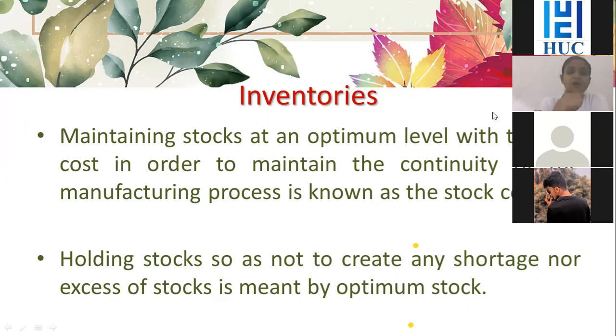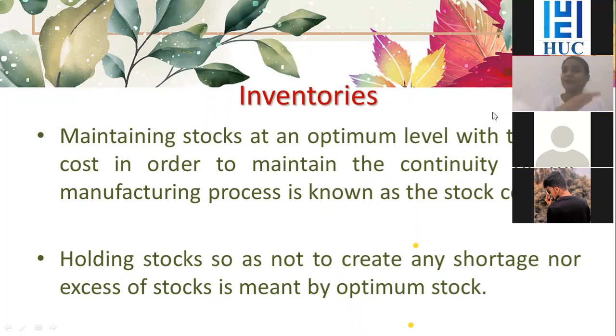Right. Holding stock so as not to create any shortage, no excess of stock, is what is meant by optimum stock. Right? Then there are two things we need to do. First one, there should not be any shortage. Right? If there is any shortage with stock, right? Then we are doing the production process.